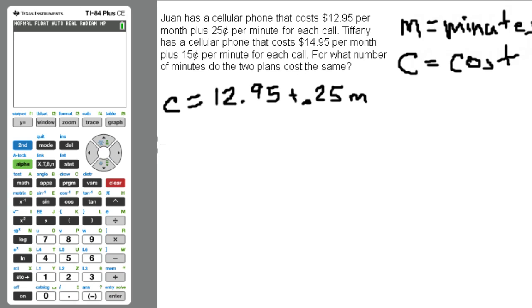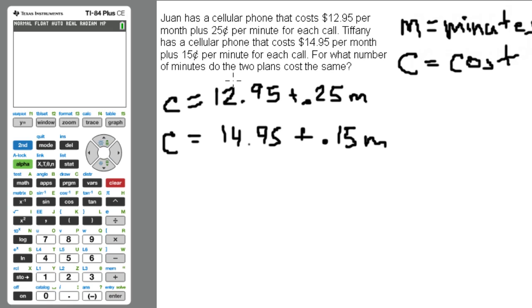And then the cost for Tiffany, her cost, which we're also going to call C, is equal to $14.95 per month plus 15 cents per minute. So we're going to write that as 0.15 M. And the question is, for what number of minutes do the two plans cost the same?